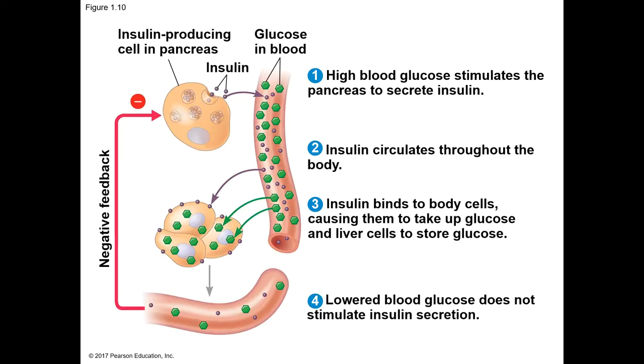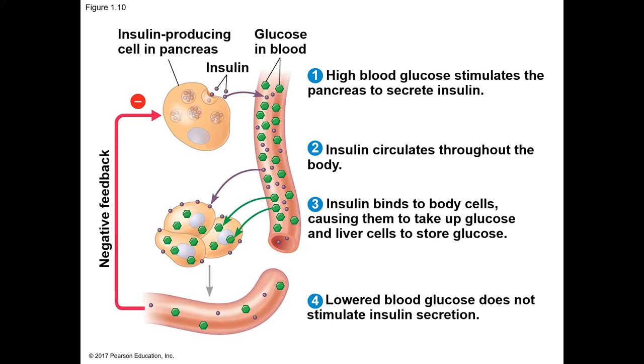The example here, they're using glucose and insulin, as in diabetes. So you have an insulin-producing cell in the pancreas. The pancreas is producing insulin, which is entering into the bloodstream. When glucose is present, for instance, after you eat a meal or a candy bar, the insulin will be secreted by the pancreas into the blood, and the insulin will bind to the glucose molecules and cause them to be taken up by cells in the body.